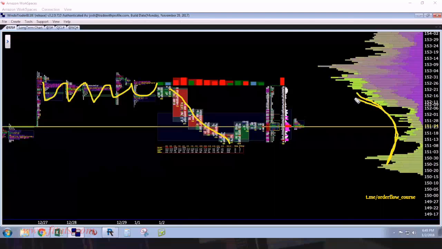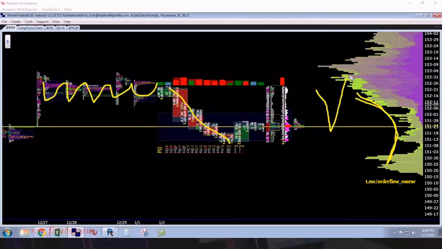So high volume node, auction slows. Lower volume area, auction can move swiftly, or it can come into an area and reject out.